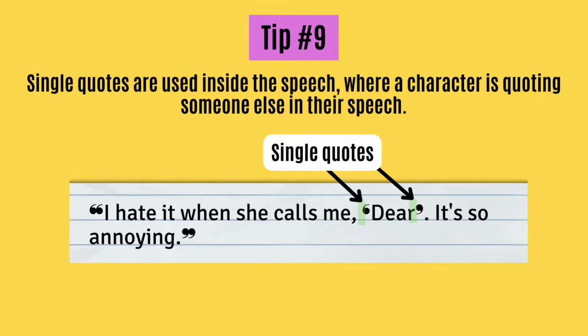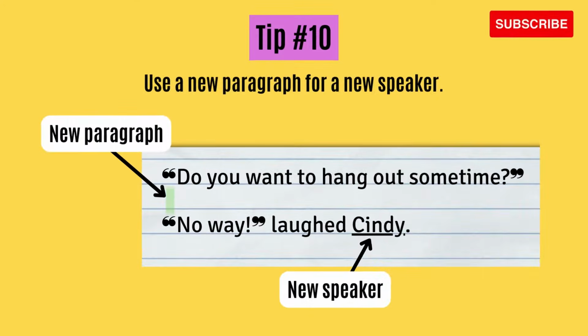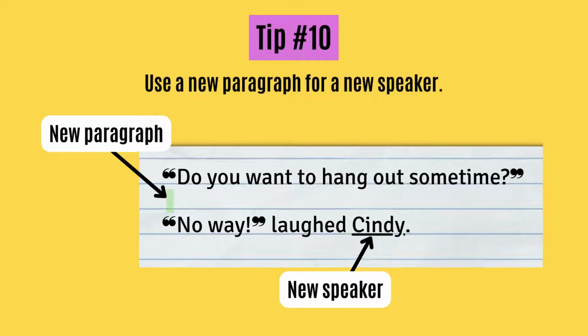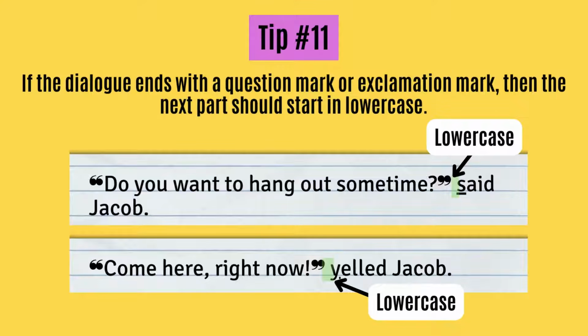Tip 9. Single quotes are used inside the speech, where a character is quoting someone else in their speech. Tip 10. Use a new paragraph for a new speaker. When a new character starts speaking, it should be written in a new paragraph. Tip 11. If the dialogue ends with a question mark or exclamation mark, then the next part should start in lowercase.